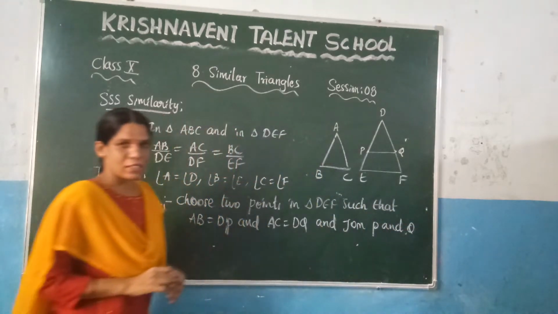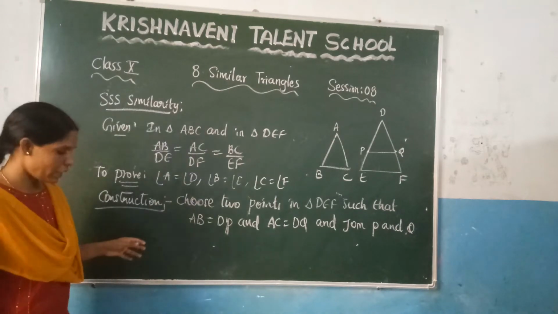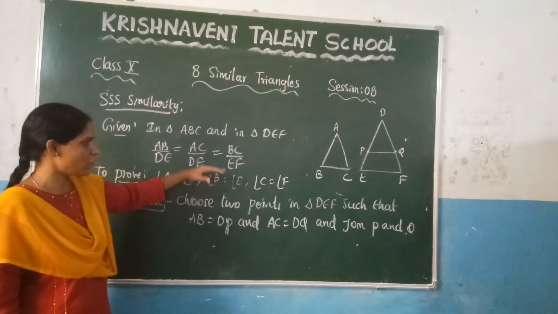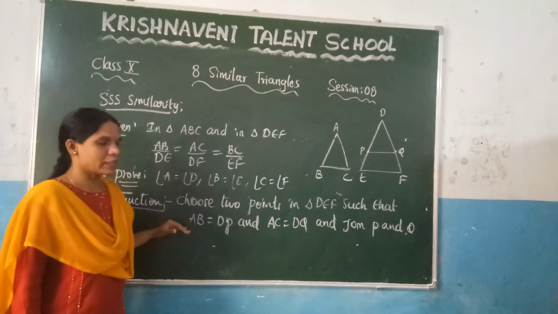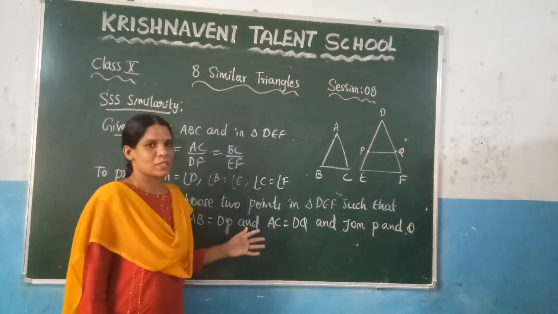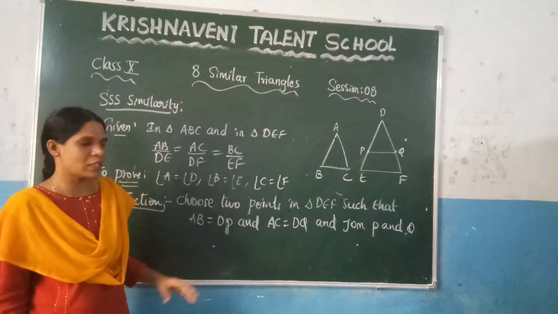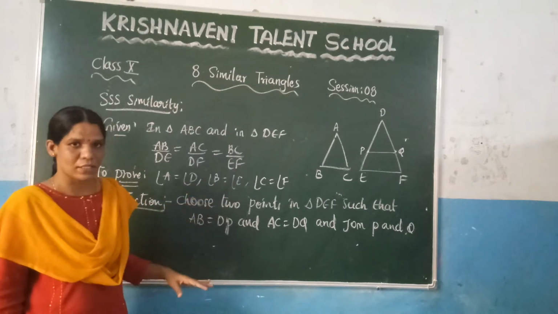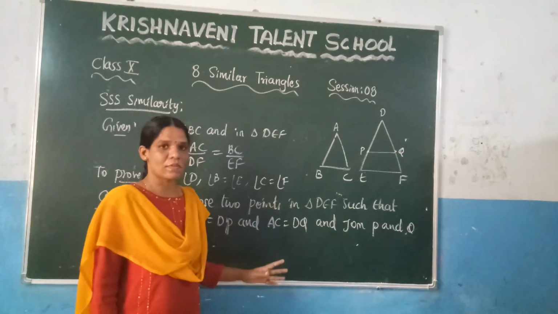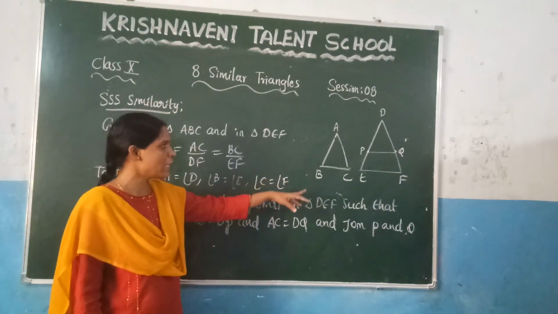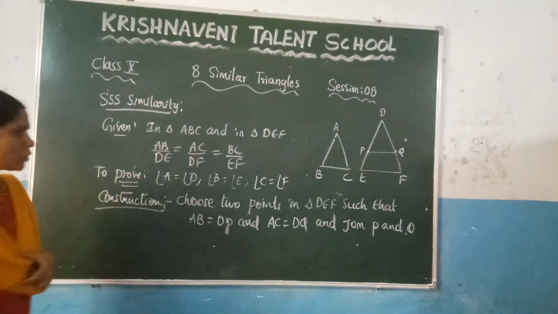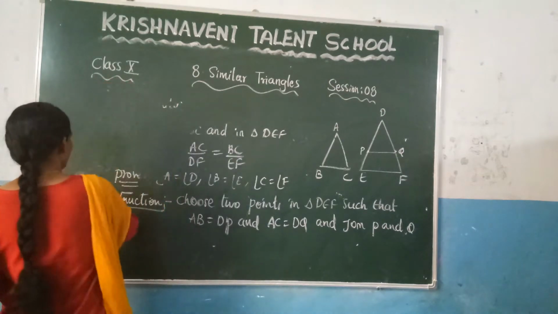This is our construction. So up to now, we have written what we need to prove, what is given, and what our construction is. Now we are going to prove this theorem. So again, what this theorem says is, if the corresponding sides are proportional, then we need to prove the corresponding angles are equal. For that we have done some construction. We have chosen 2 points on triangle DEF such that the length of AB is equal to DP and the length of AC is equal to DQ. Now, based on this, we need to prove this theorem. So here, let us go for the proof.